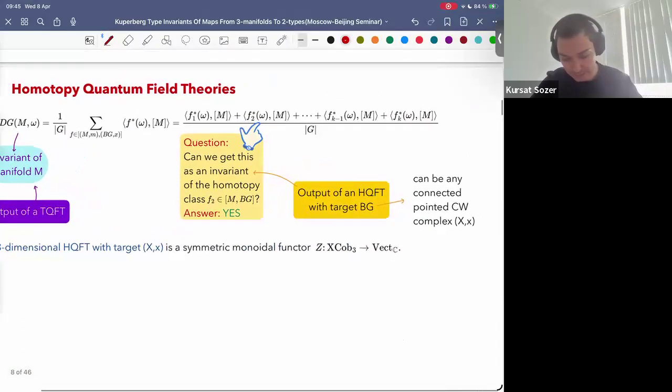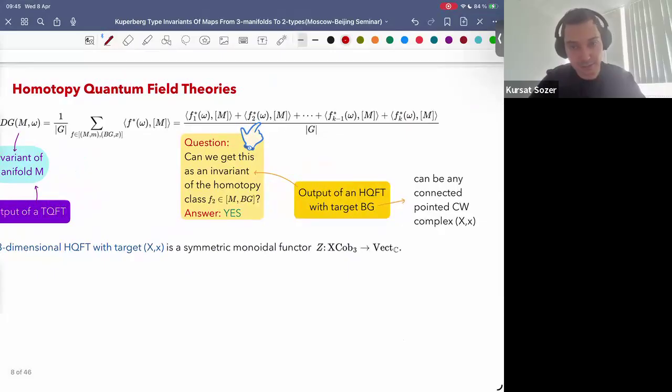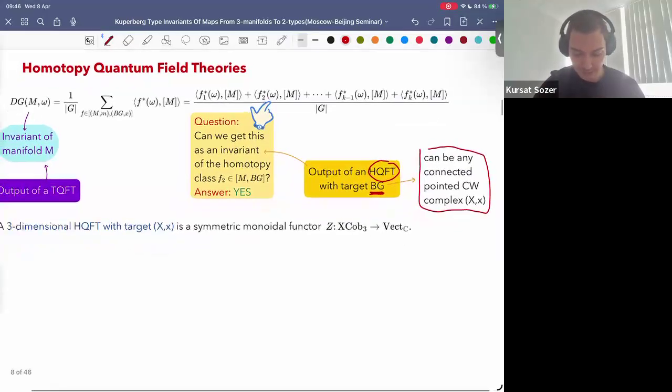I didn't define for you what an HQFT is. I will define it soon. But the output of an HQFT is an invariant of homotopy classes of maps. In this case the target is fixed, and this is not the only possible target for an HQFT. To define an HQFT, one can choose any connected CW complex. It doesn't have to be BG or something else. One can consider a priori arbitrary targets in general.